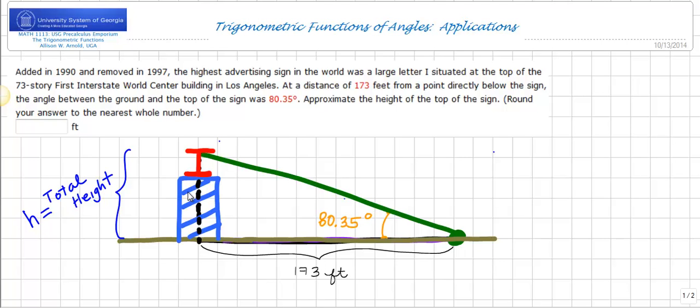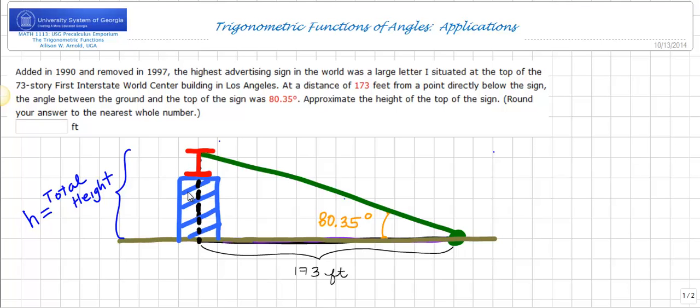Let's take a look at a simple application of right triangle trigonometry. The problem before you says that the highest advertising sign in the world was a large letter I situated at the top of a 73-story First Interstate World Center building in Los Angeles. At a distance of 173 feet from a point directly below the sign, the angle between the ground and the top of the sign was 80.35 degrees. Approximate the height of the top of the sign.